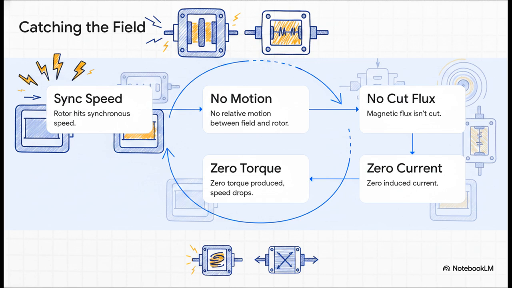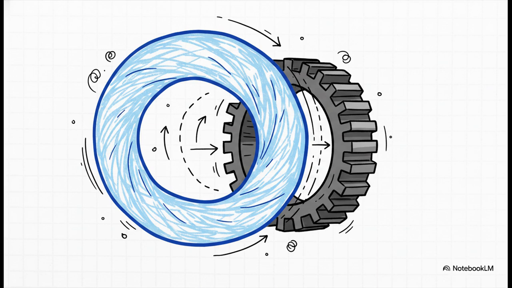That means zero torque. The motor literally loses its power immediately, causing the speed to drop right back down. It's this wild paradox. Actually, catching the field destroys the very force that was pulling it forward in the first place. And this is exactly why we have slip.